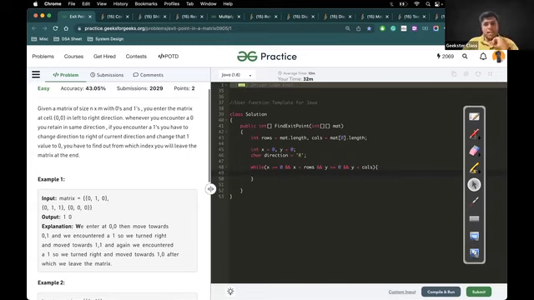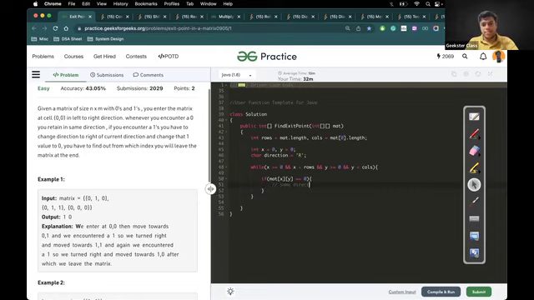Okay. Now, how should we move? If matrix of x comma y, if the cell is 0, should we move in the same direction? Yes or no? Should we move in the same direction? Yes. So we will write the code for moving in the same direction.